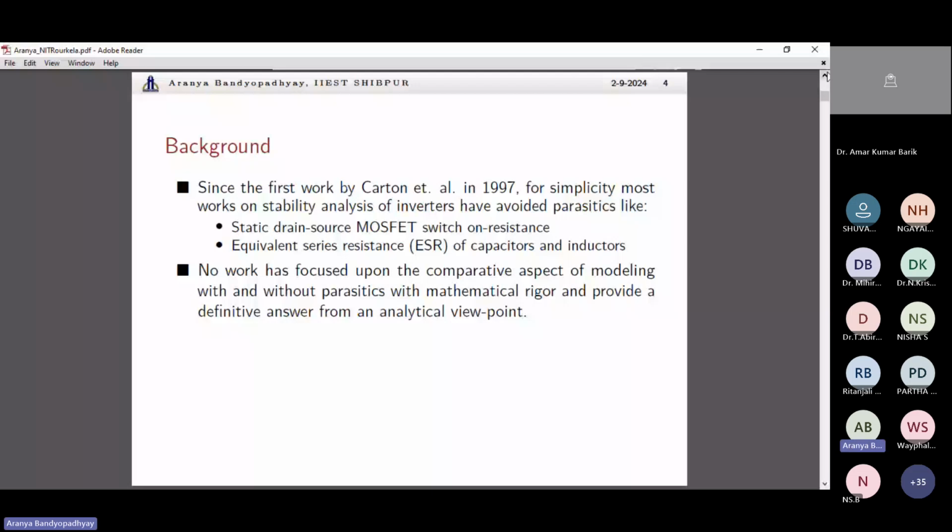And since no work has focused on this comparative aspect of modeling, as I was saying, with mathematical rigor, and provided a definitive answer from an analytical viewpoint, I at least have undertaken this endeavor so that all of you need not go through the mathematical rigor, but all of you may get some critical answer.